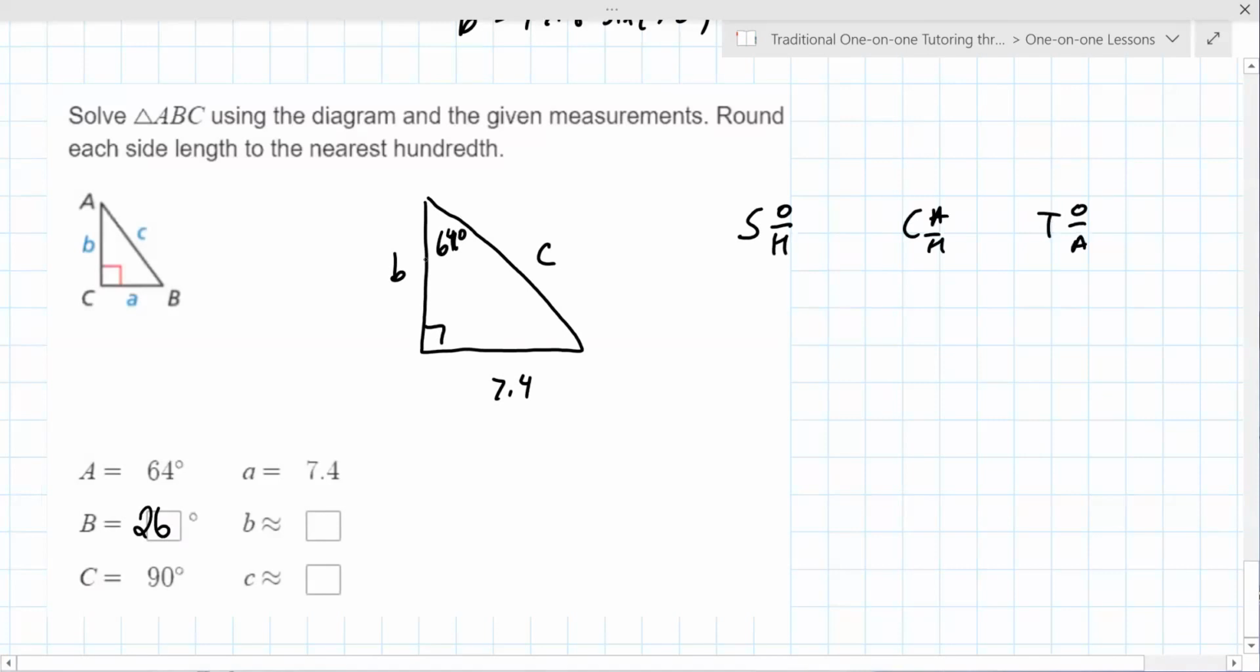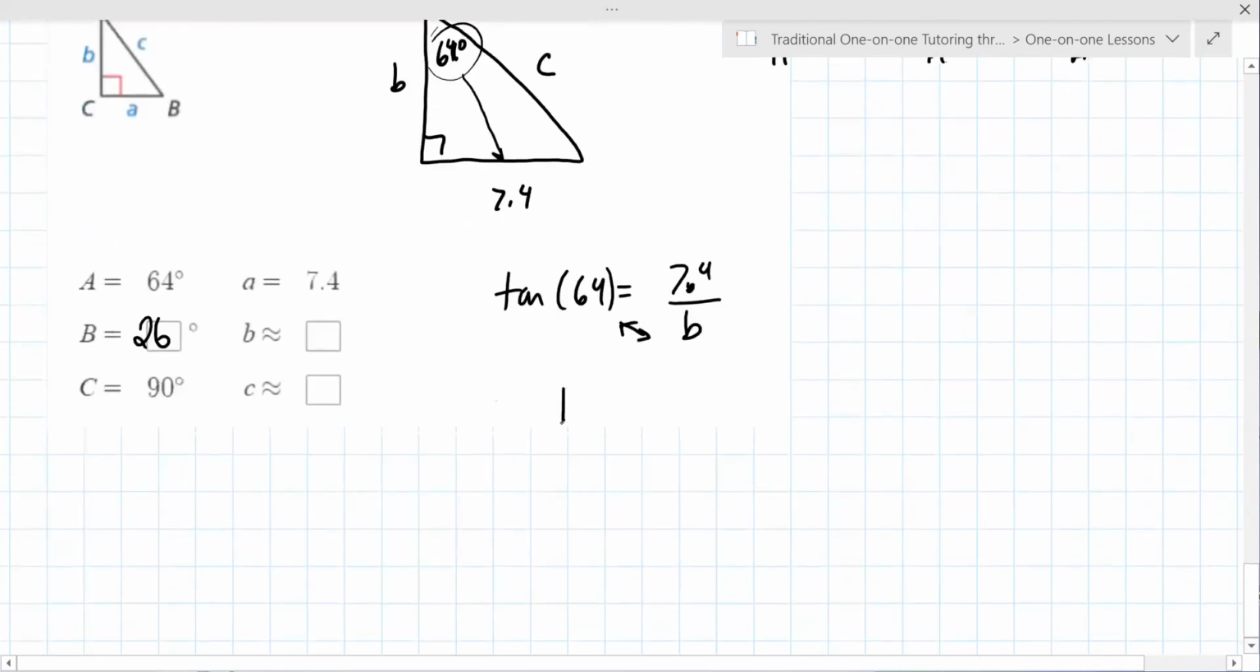So relative to 64, what is the 7.4? Is it opposite, adjacent, or is it a hypotenuse? Opposite. It's the opposite. And let's say we want to find B, that's an adjacent. So we'll say tangent 64 equals 7.4 over B, opposite over adjacent. We can switch positions. So B equals 7.4 divided by tangent of 64.